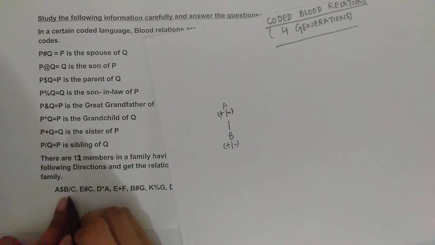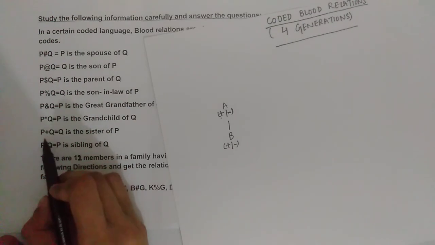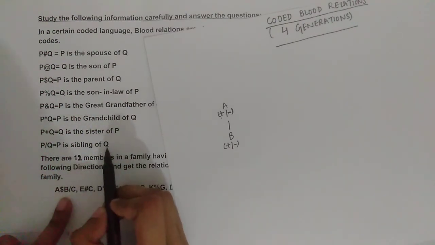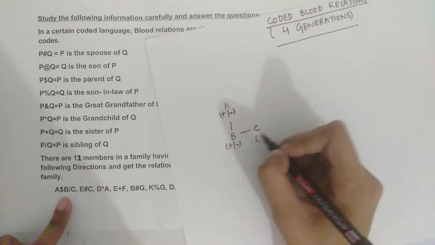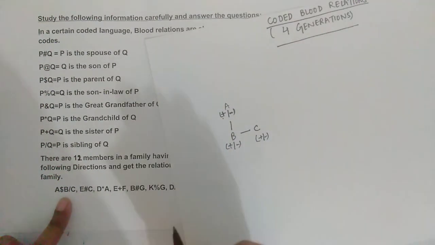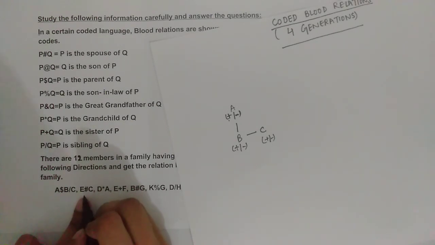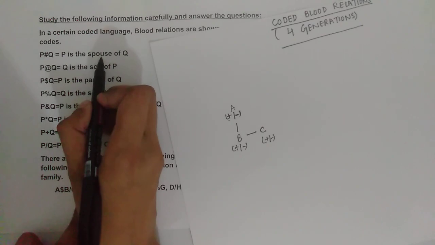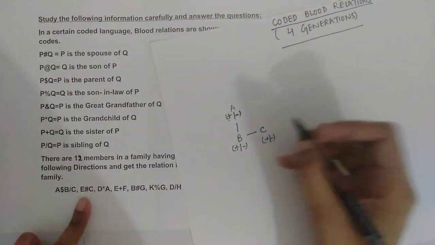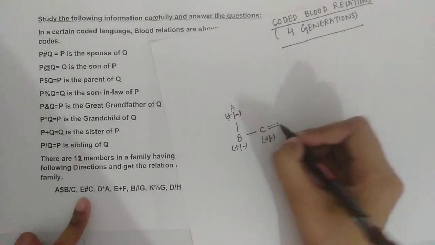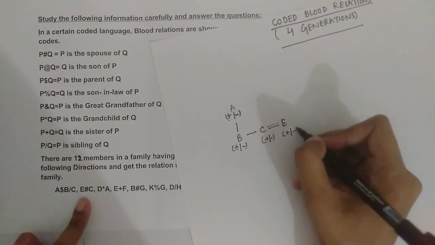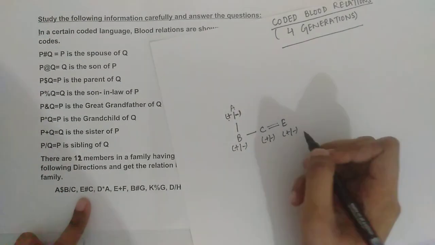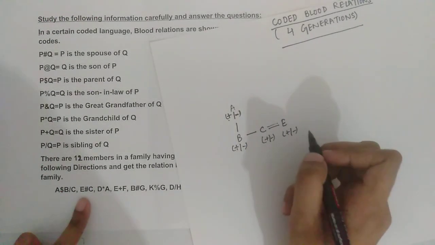Fine. B÷C. B÷C means B is sibling of C. Now B is sibling of C. We don't know the gender of B. We don't know the gender of C till now. Fine. Now see the next, E#C. E#C means E is the spouse of C. If C is here, E is the spouse of C, so E will come here. We don't know the gender of E. So we can't say who is male, who is female. Fine.